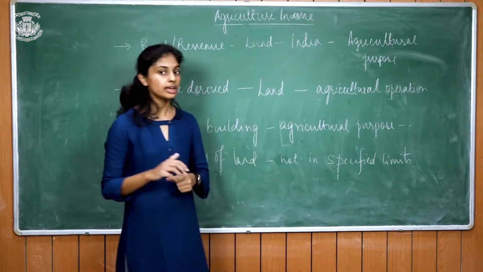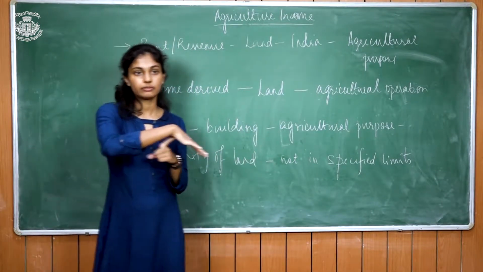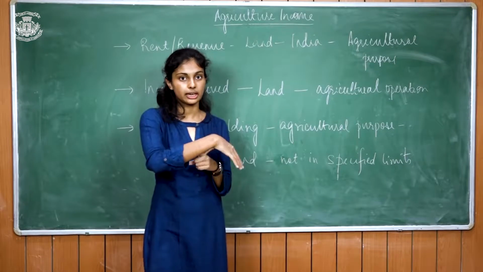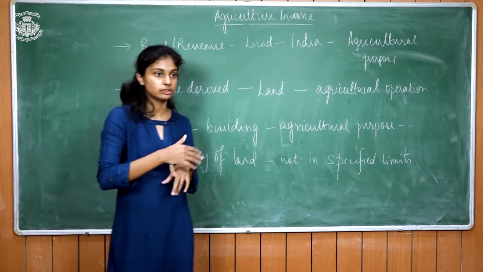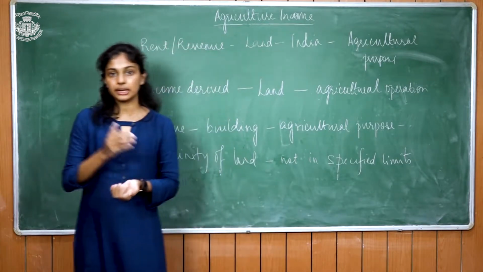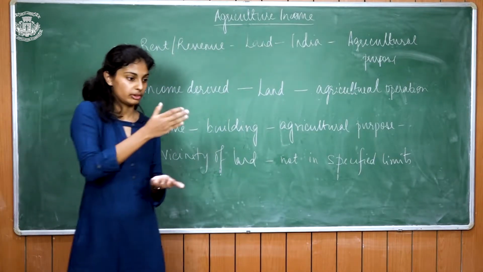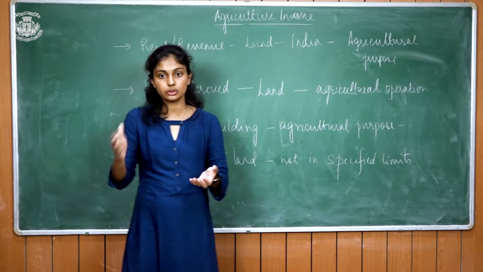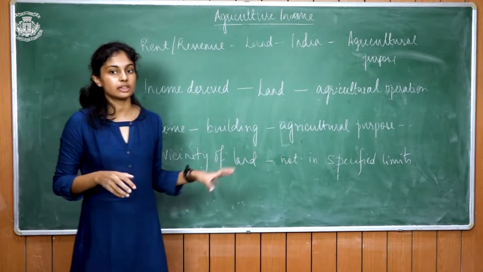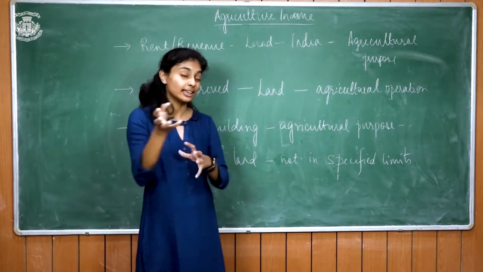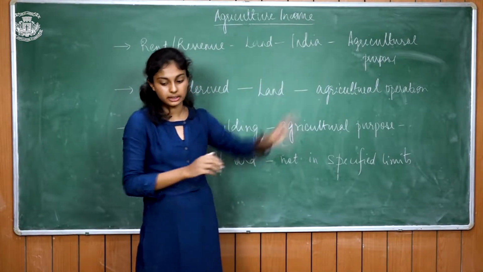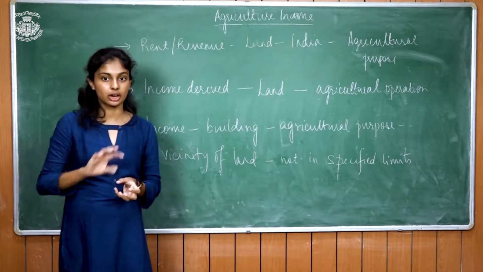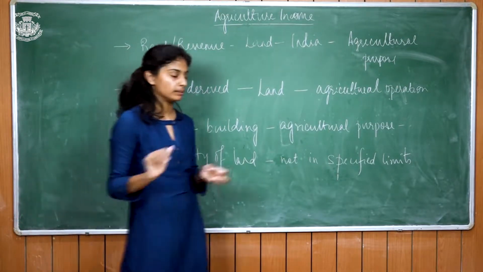Now, if you see any dividend which is received from a company which is engaged in agricultural income, it is not going to be considered as agricultural income, because it's a company, and in a company you have a corporate veil and it's a separate legal entity. So the company is engaged in agricultural operation and is receiving agricultural income, but the dividend from such company is not considered as agricultural income.